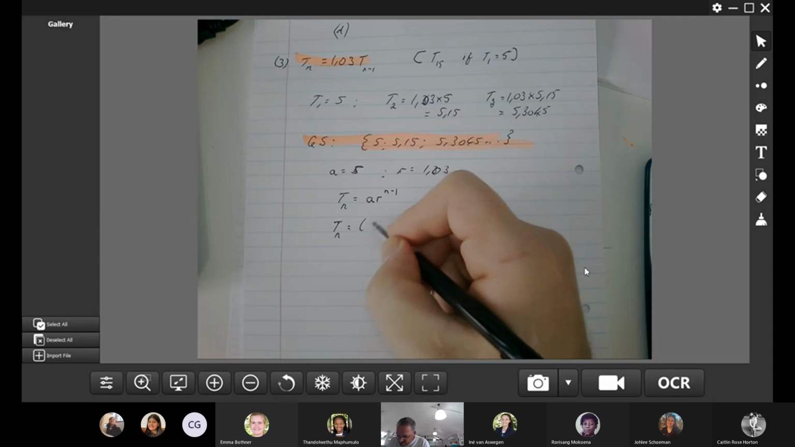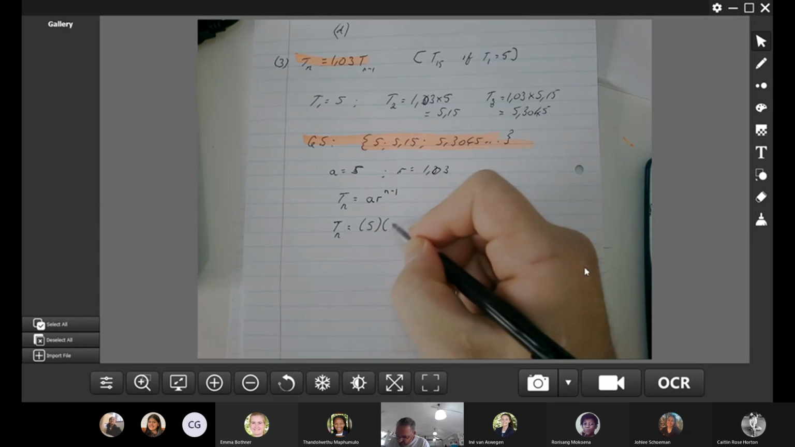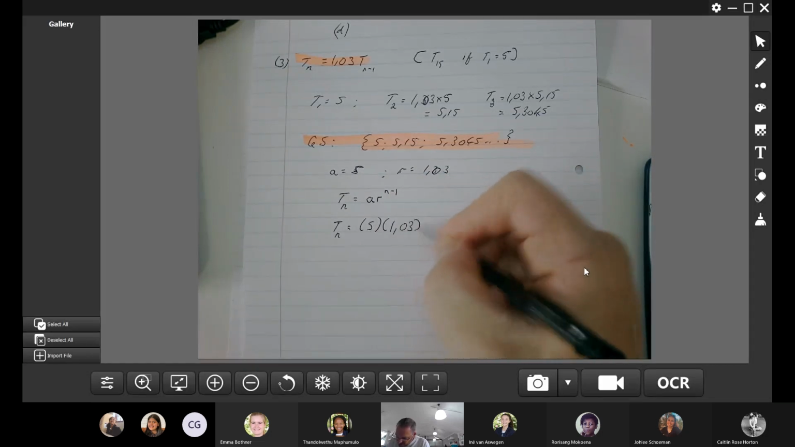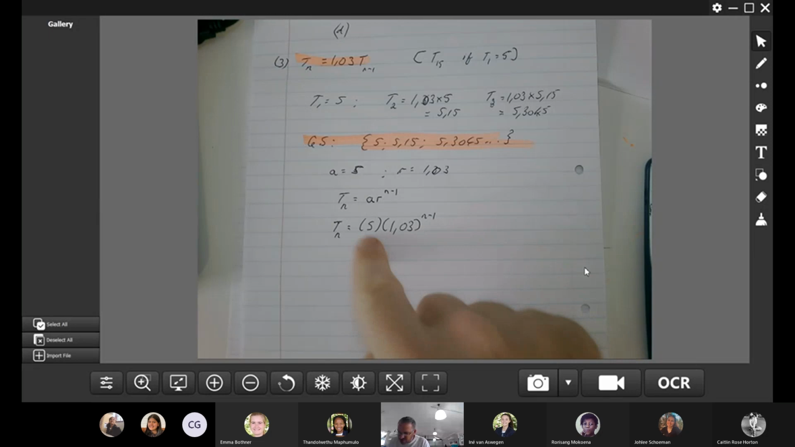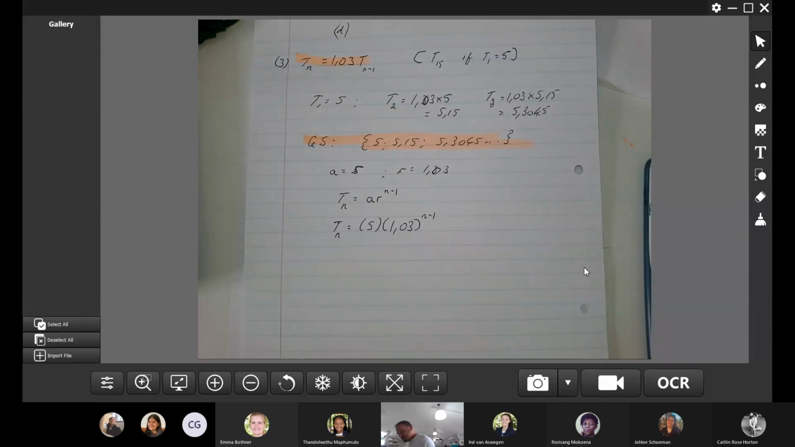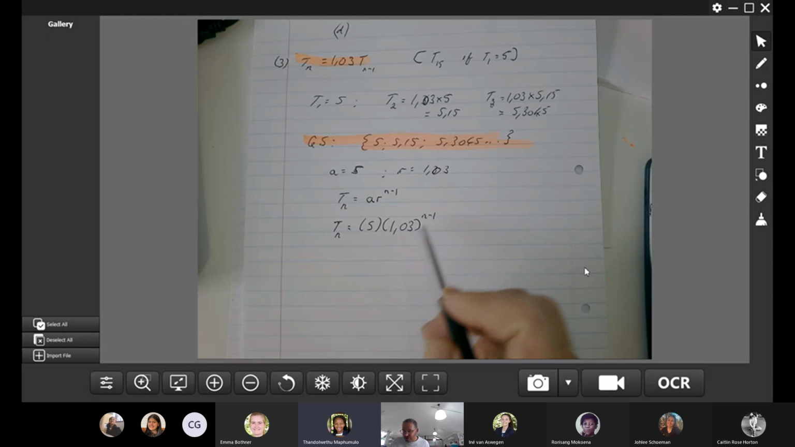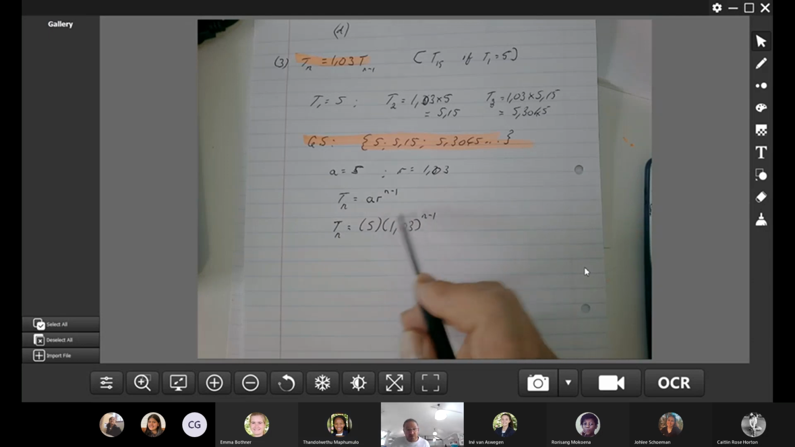I replace a with 5, and I replace r with 1,03. Tando, can I times those two numbers together? You can't times them together. Why can't you times them together? Because they've got different exponents. You with me?